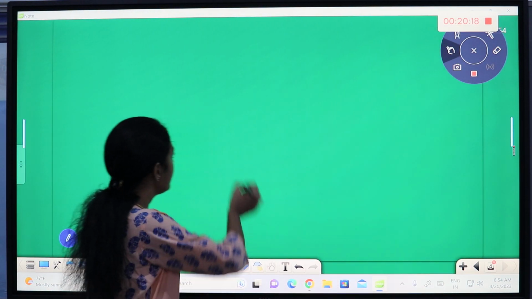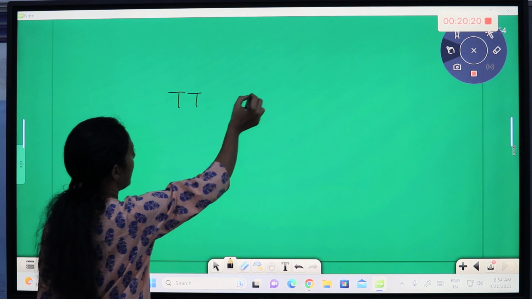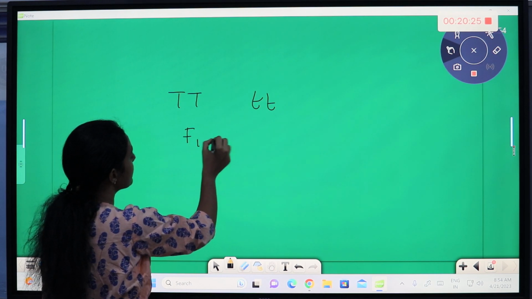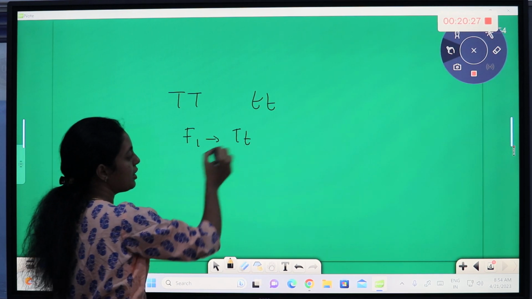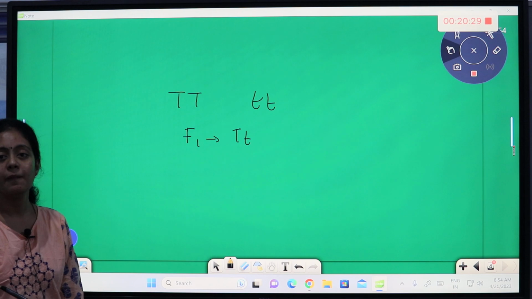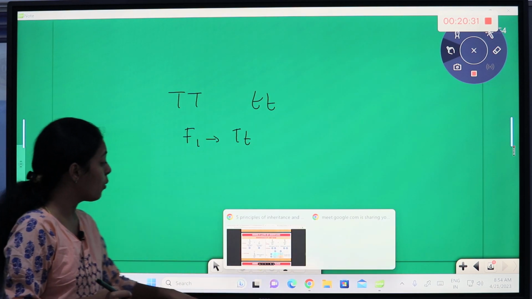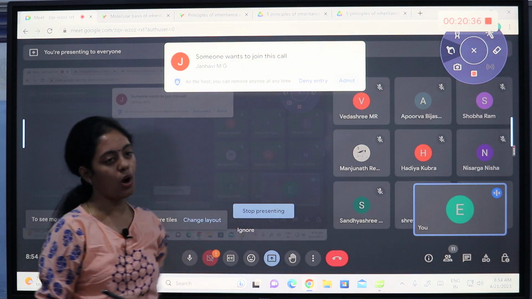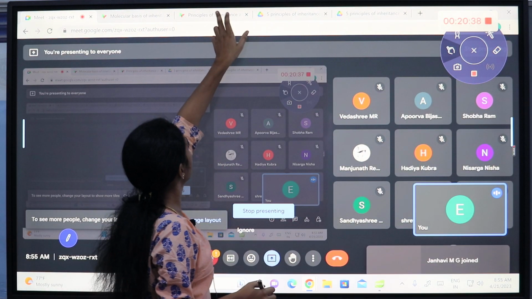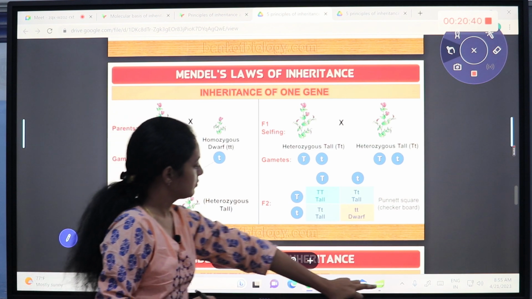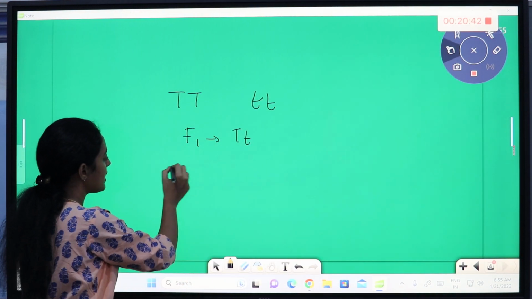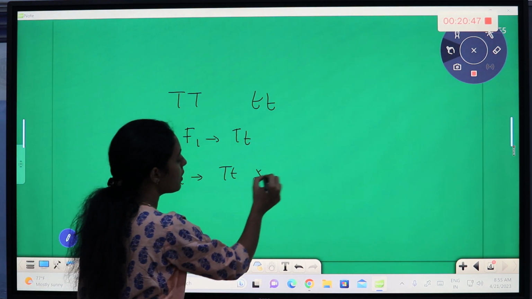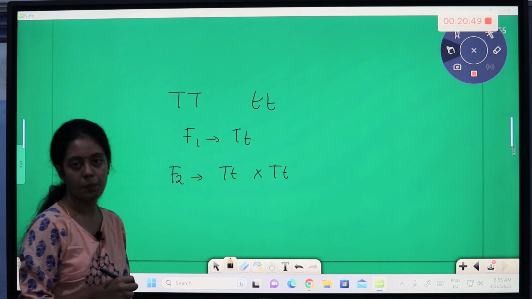So first he chose a tall plant and a dwarf plant. Okay, so stop talking. What will be the F1? What is the phenotype of the F1? Anybody? What is the phenotype of the F1? Tall. What is the genotype? Genotype is capital T, small t, or heterozygous tall. Okay, then there is something called F2. What is F2? Selfing of F1 is called F2.